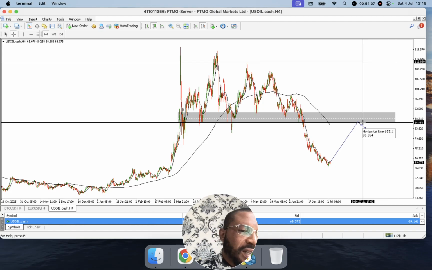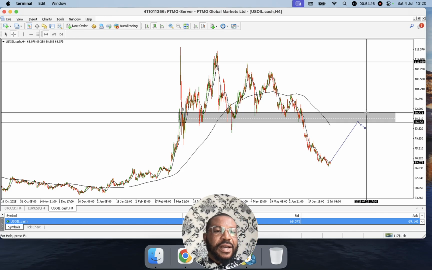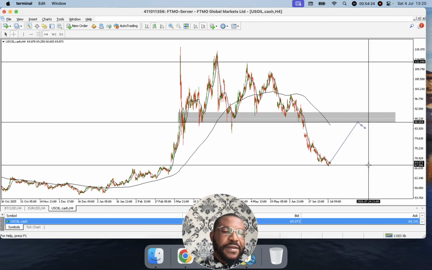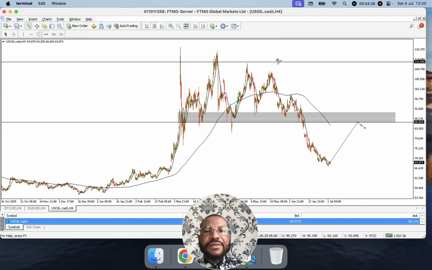I think is this 85 or 86? Sorry, okay, $86 per barrel. We'll join the sellers if they get to this area. Stop loss can be above here at $90 per barrel. Your TP1 can come back at the 100% retracement at 67.755, and your TP2, let me just measure this range so that we can have the TP2.